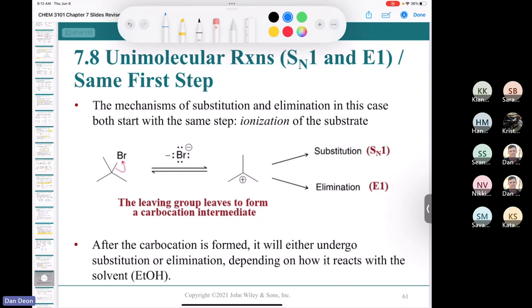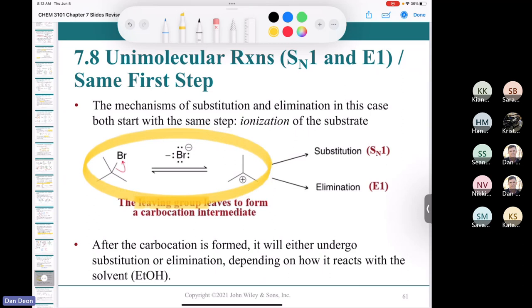It says the mechanisms of this substitution and elimination with this tert-butyl bromide start with the same step, the ionization of the substrate. And so instead of the loss of leaving group and the nucleophilic attack occurring simultaneously, what we're seeing is that we get the loss of leaving group occurring alone. It occurs by itself, one at a time, right? First, we're going to have our loss of leaving group, and then we're going to have our second step. And so if you're wondering, well, why would a leaving group just spontaneously leave? As I have shown here.